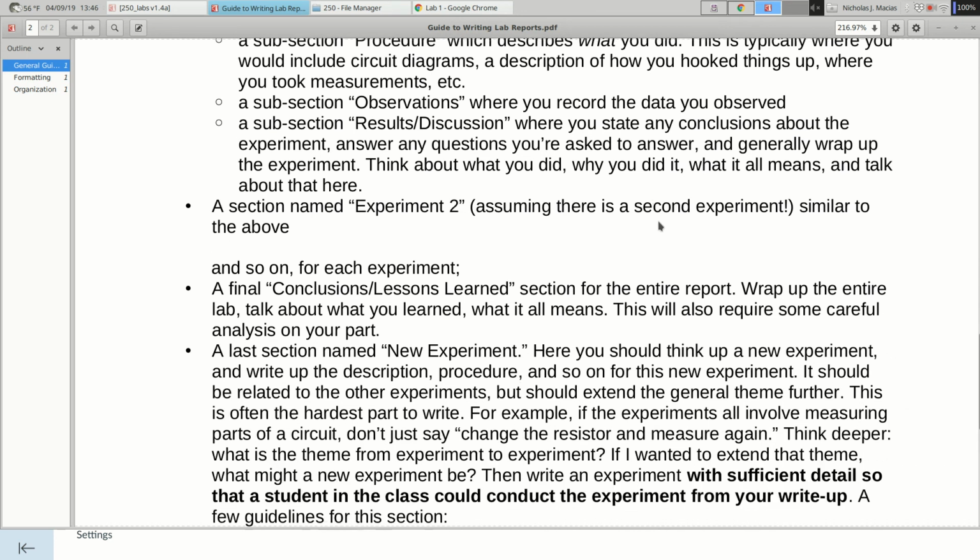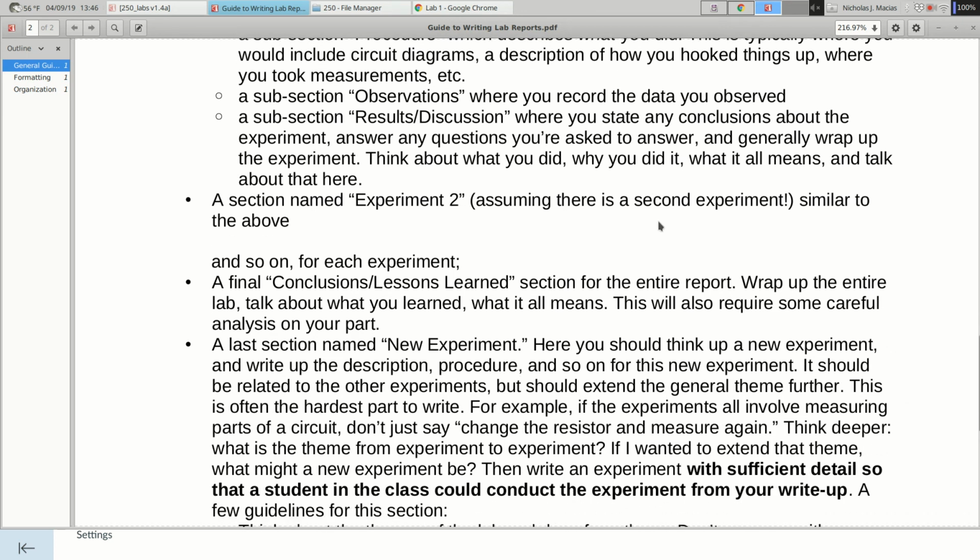All right, and then at the end of all those sections for experiments, you want a section, conclusions and lessons learned, for the entire lab. Okay, you just spent 2 hours doing all these experiments. What's the punchline? What's the takeaway? What did I learn from this? What can I conclude from this? So something that wraps up the entire lab.